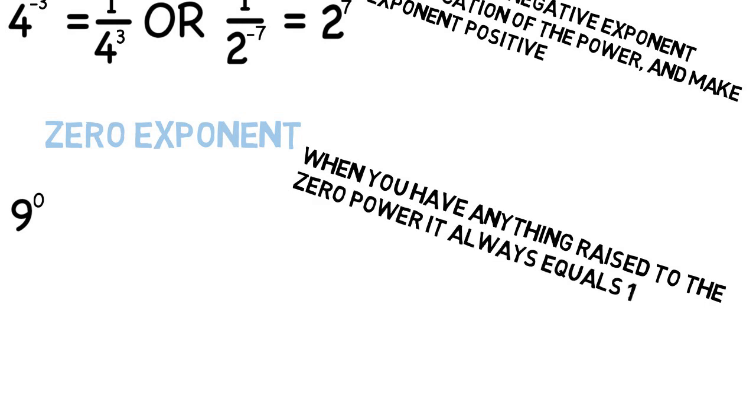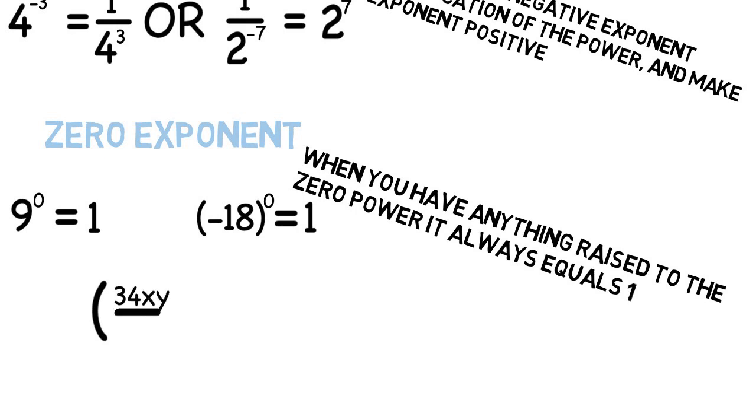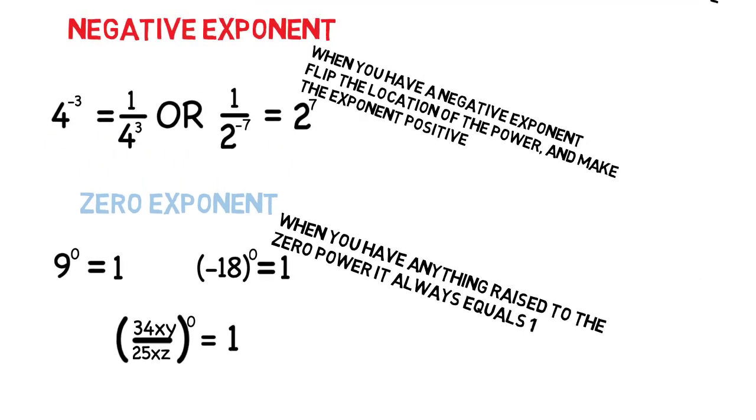Lastly, we have our zero exponent property, which is the easiest property and my favorite property. It states that whenever you have anything that's raised to the 0 power, it will always equal 1. So 9 to the 0 becomes 1. Negative 18 raised to the 0 power becomes 1. Also, even this ugly expression here, 34 times x times y over 25 times x times z raised to the 0 power, is still equal to 1.